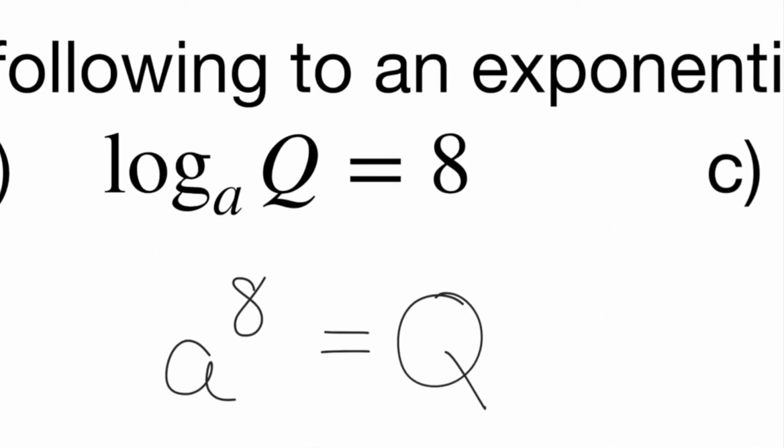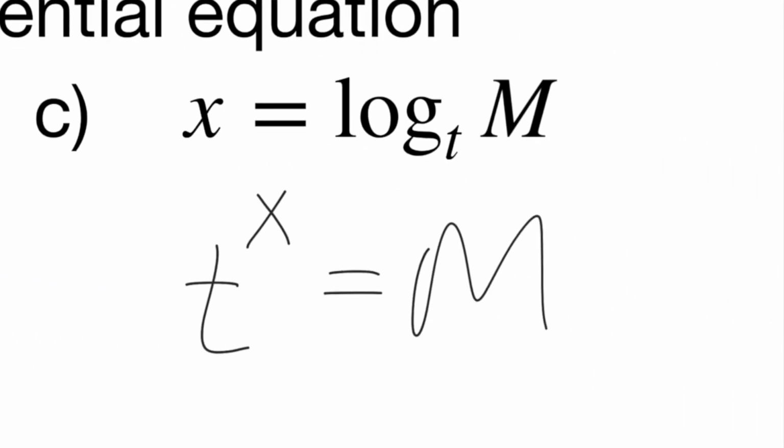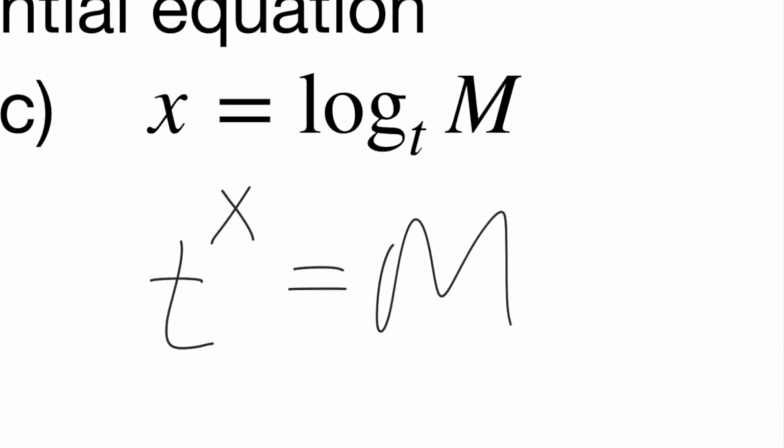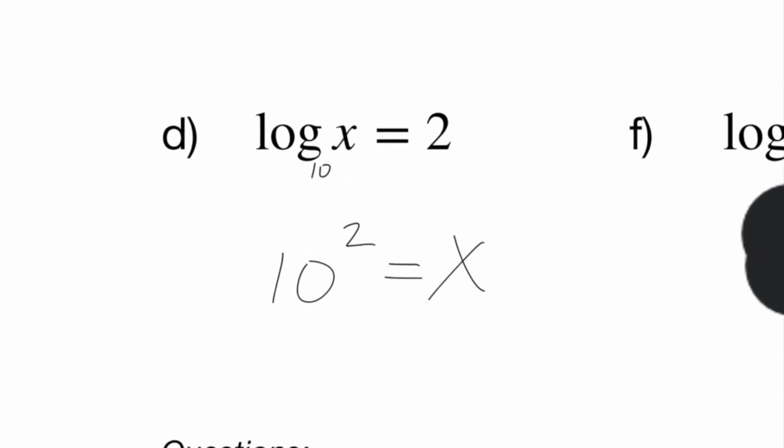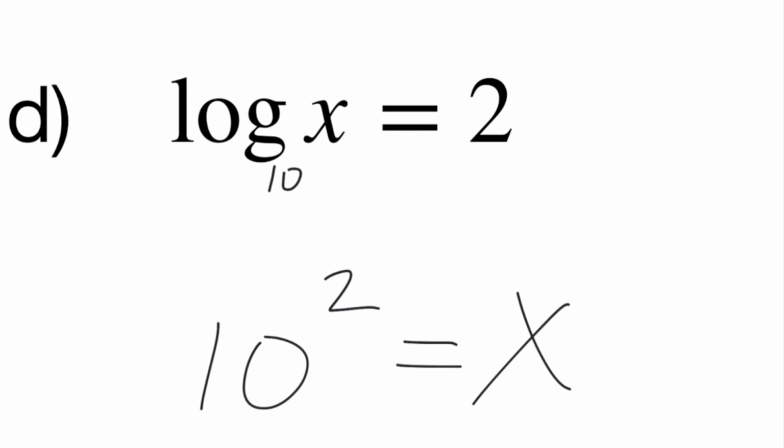Here, the base is a, the exponent is 8, and the power is q. The base is t, the exponent is x, and the power is m. Here, the log is not really written, but the base is 10, so there it is. The exponent is 2, and the power is x.